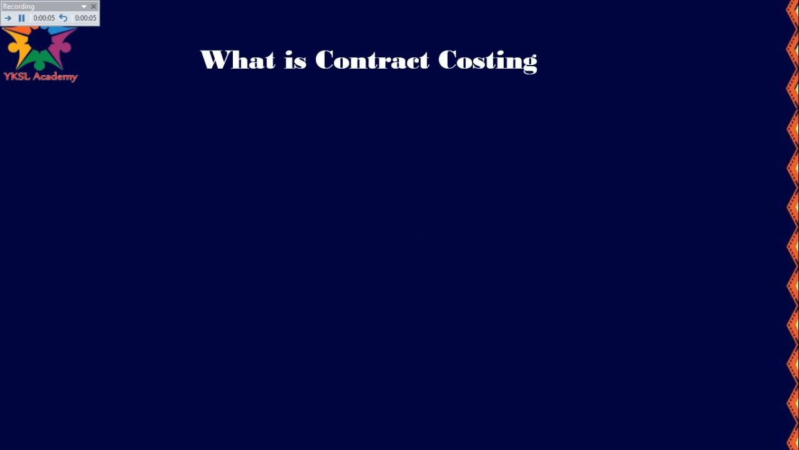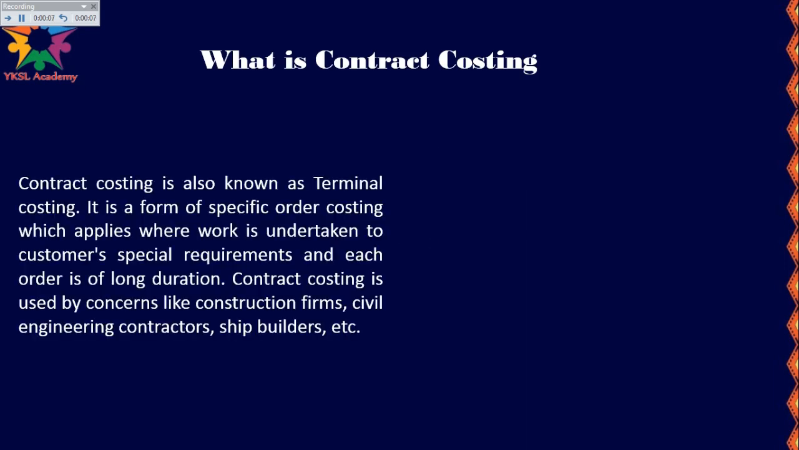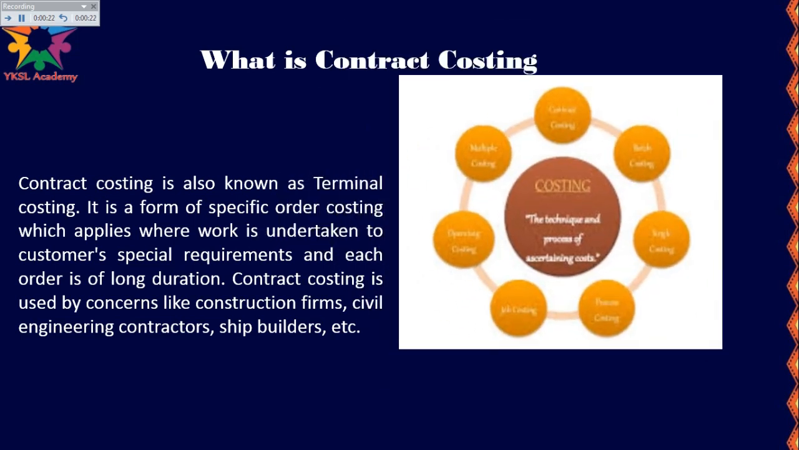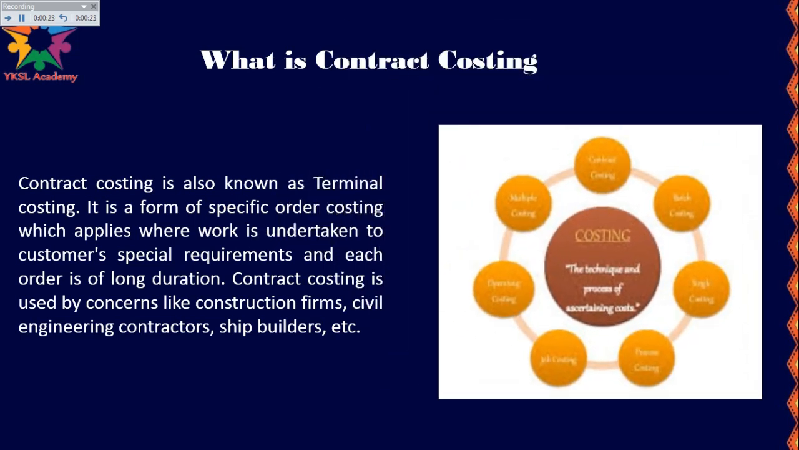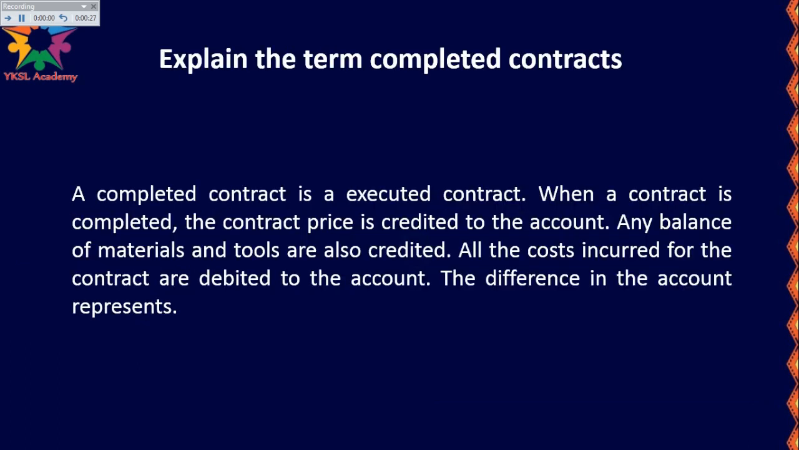So I'm just going to click what is contract costing. So I'm just going to give audio for this explanation. So contract costing is also known as terminal costing. It is a form of specific order costing. So we have to give some explanation about these videos and these pictures and everything, so that audio gets recorded, right? So now I'm going to move on to the second slide. So this audio will be recorded, right? So now I'm going to give explanation for this second slide about complete contracts. That audio will get recorded.